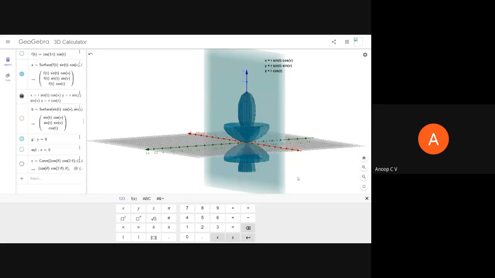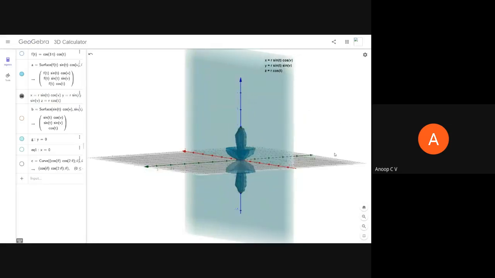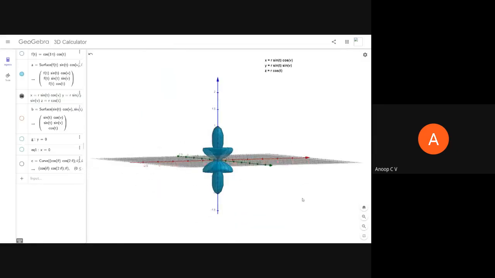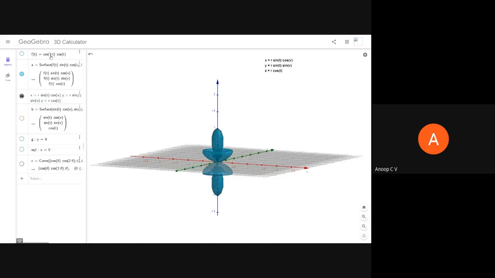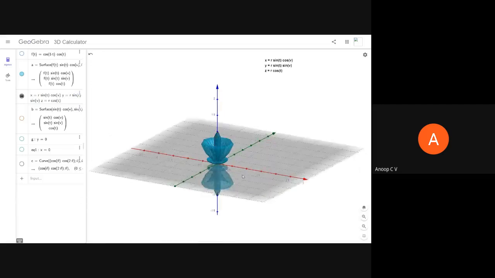You can see it has many lobes. It's something like what we have seen. Are you able to see the pattern? Are you able to appreciate it? It has main lobes with maximum radiation along plus and minus z, and there are two side lobes. Similarly, if you increase it to cos 5 theta into cos theta, you'll see what happens. More and more side lobes are forming.